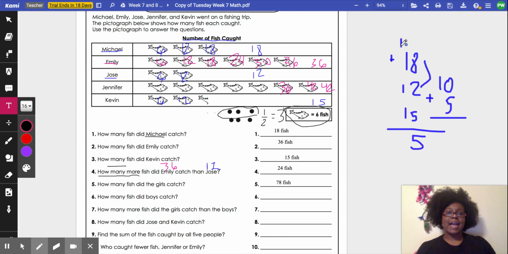Now, you can add them just straight down. You have 4 1s, so 4 1s is just 4. 4 1s in the 10's place. So that's 4 10s, which is 40. All right, how many did the boys catch? They caught 45 fish.